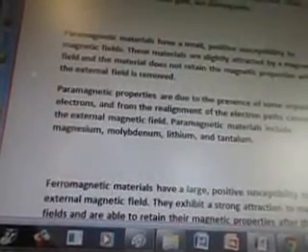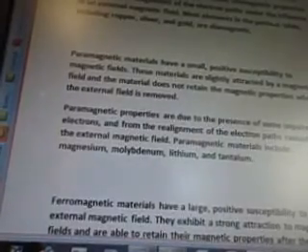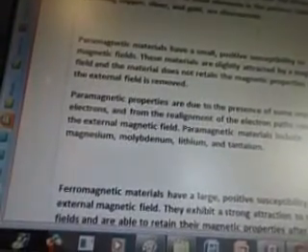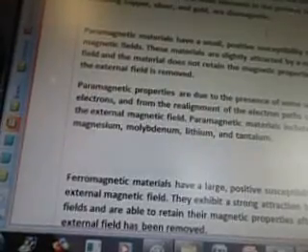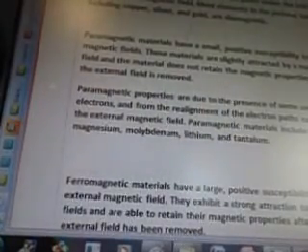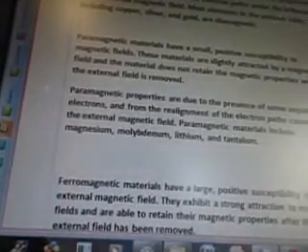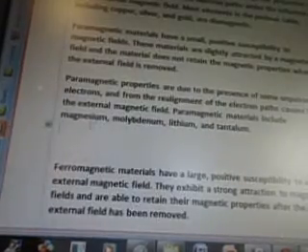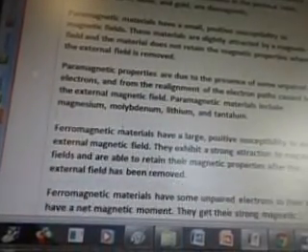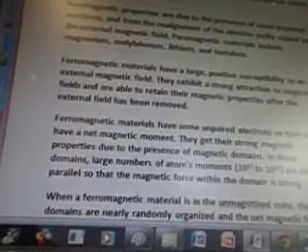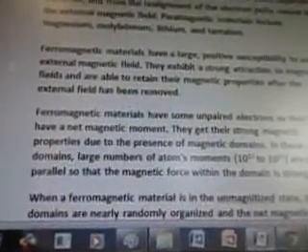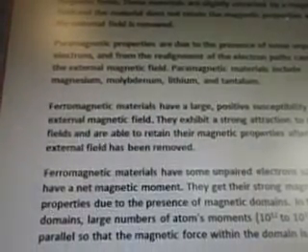Paramagnetic materials have a small positive susceptibility to magnetic fields. These materials are slightly attracted by a magnetic field, and the material does not retain the magnetic properties when the external field is removed. Okay. Paramagnetic properties are due to the presence of some unpaired electrons and from the realignment of the electron paths caused by the external magnetic field. Paramagnetic materials include magnesium, molybdenum, lithium, and tantalum.